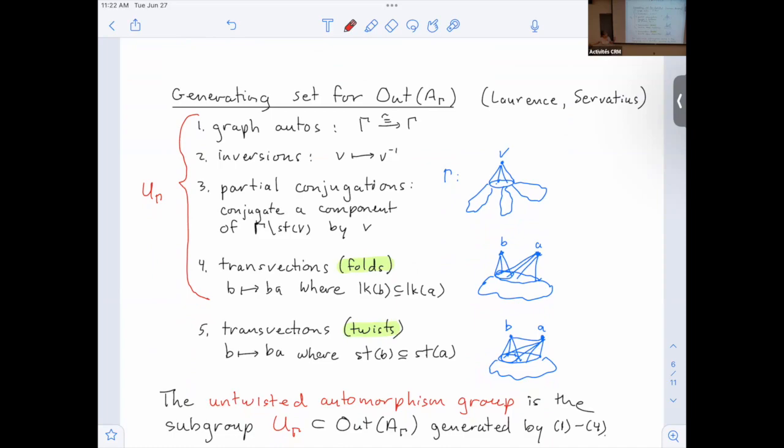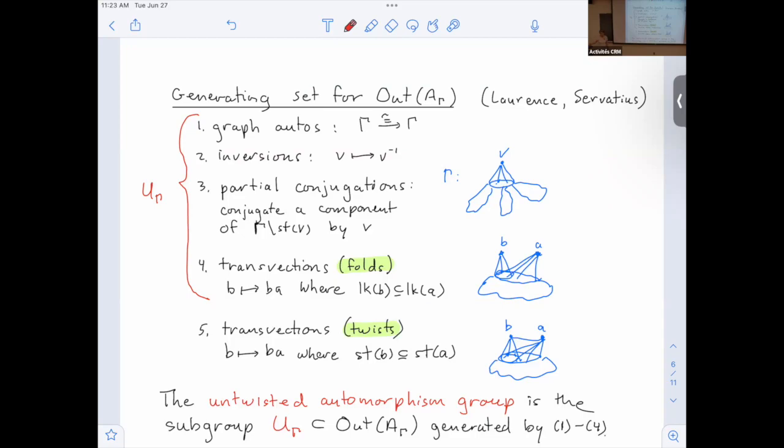I need to say a little bit about what the generating set for outer automorphisms is. So how do we get an automorphism of A gamma? Well, one possibility is that the graph itself has some symmetries, which certainly gives us permuting the generators. Those are called graph automorphisms. Another thing we can always do is V goes to V inverse on any generator. Those are called inversions. The first two, graph automorphisms and inversions, just generate a finite subgroup. We mostly ignore them, but they're there.